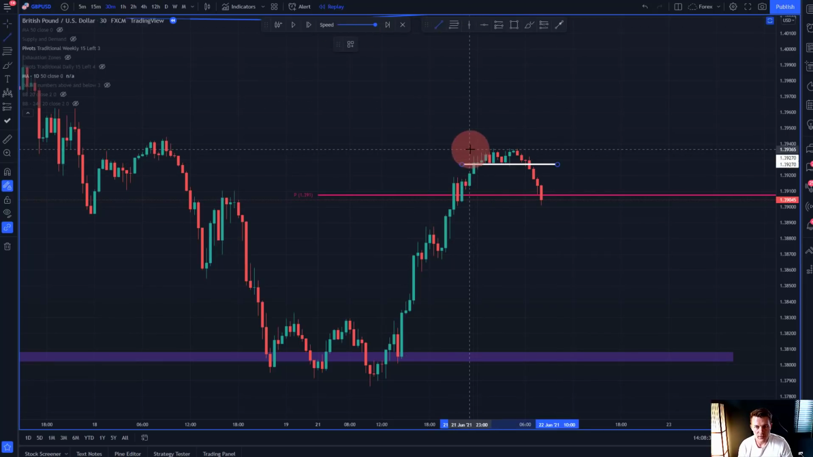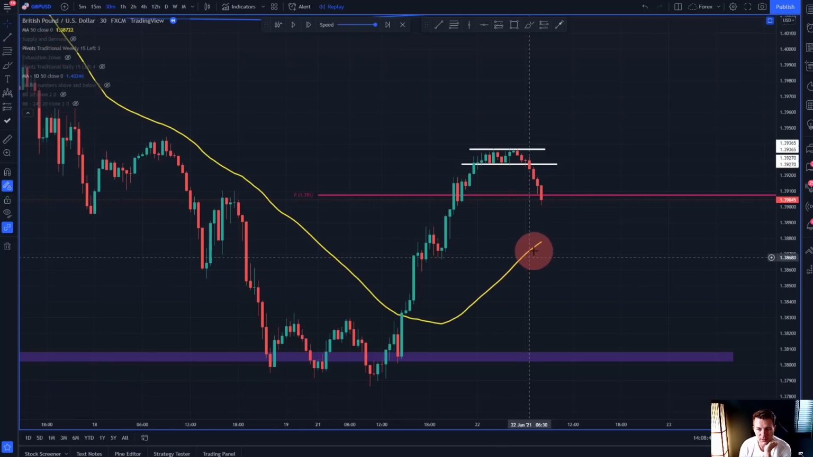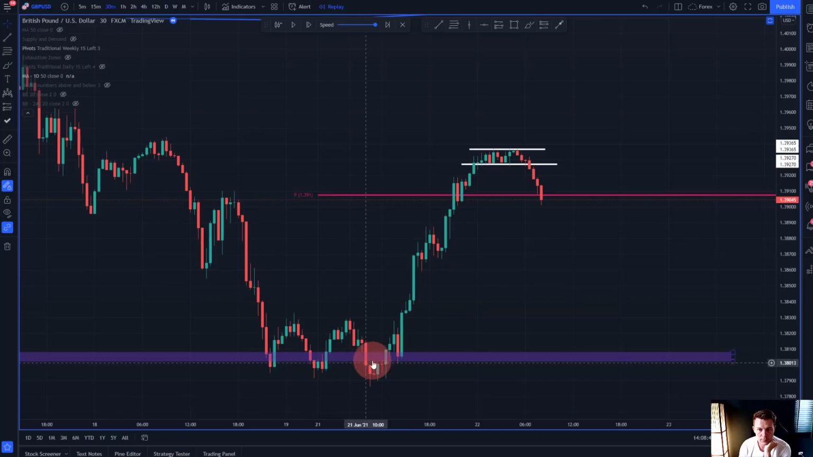So what do we have here? Let's just see. Maybe we can turn on the 50. We're still well above the 50 of this time frame. Do we have a trend line? Those deep trend lines are not super amazing.